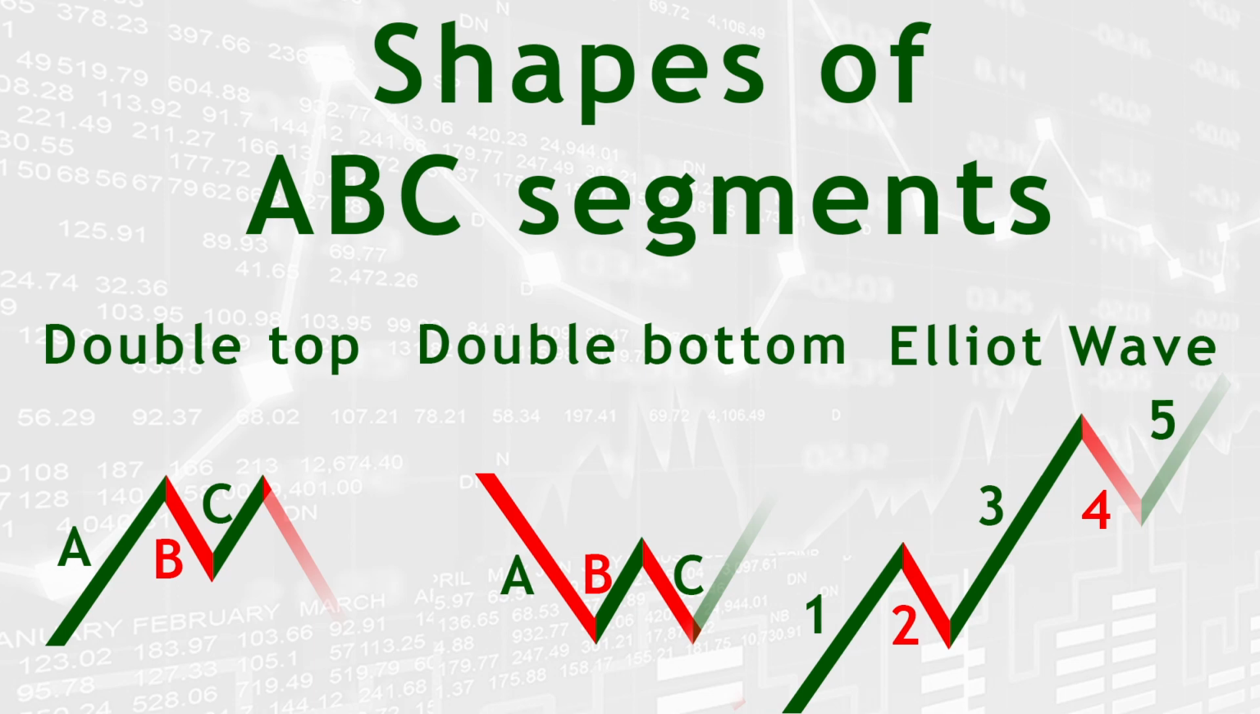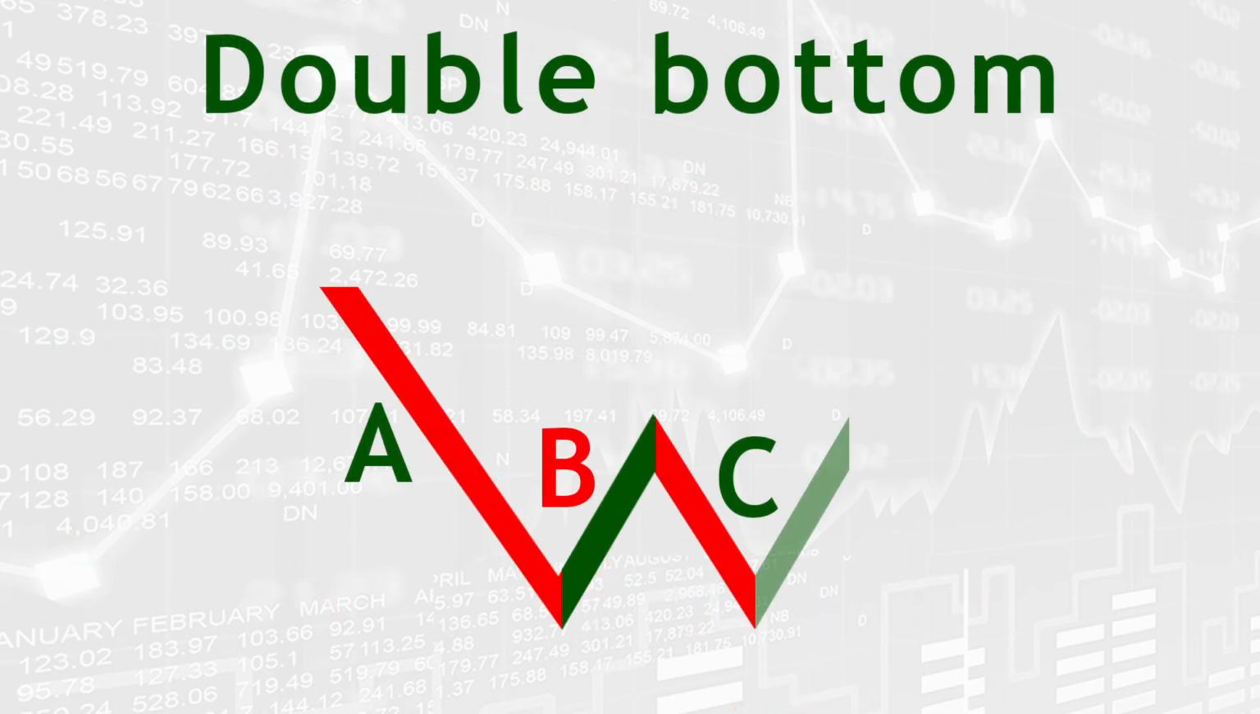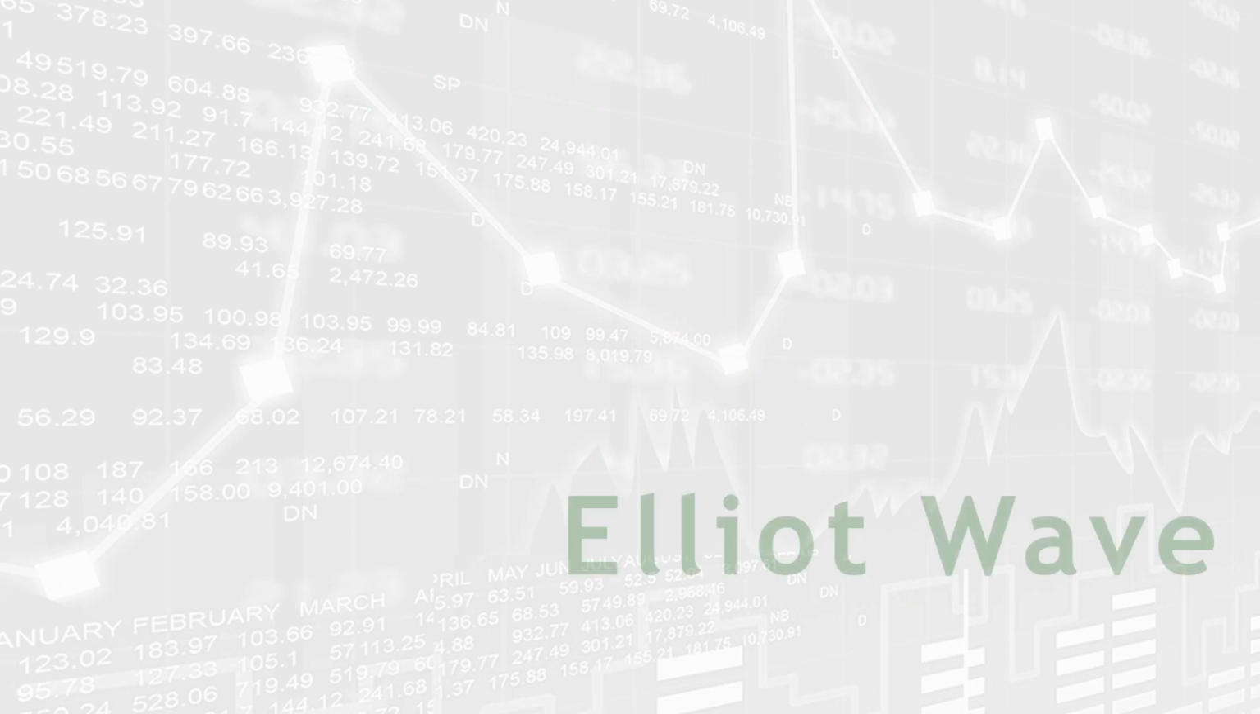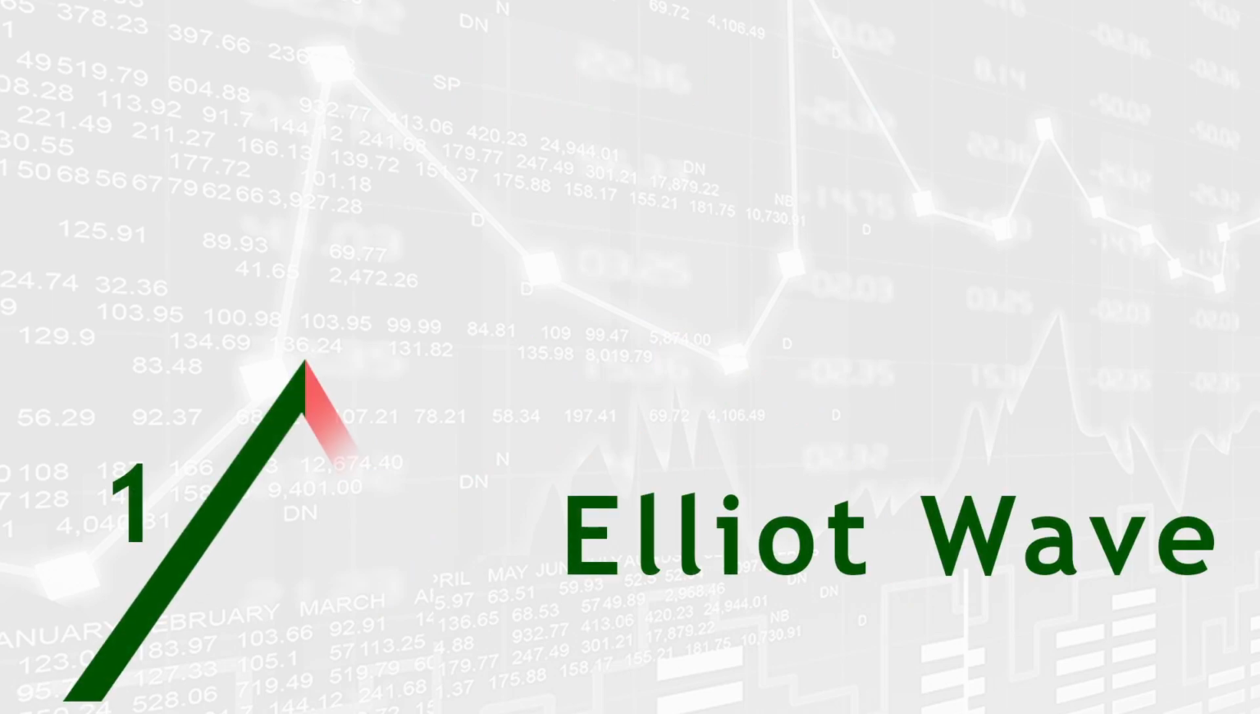There are several forms of what the ABCD pattern may look like. If, for example, the endpoints A and C of the segment are at the same height, then it is a double bottom pattern or a double top pattern. If the C segment is longer than the A segment, then we can consider whether a known pattern called the Elliott wave may be formed.